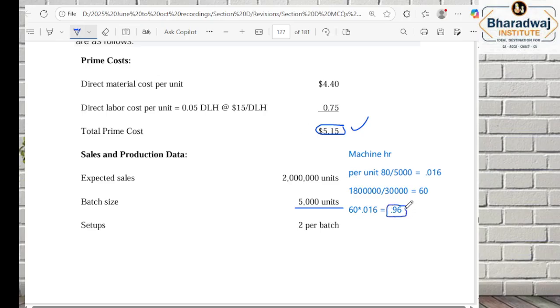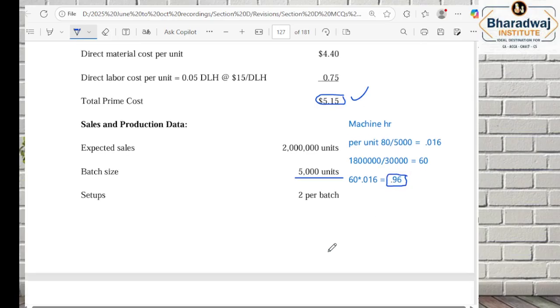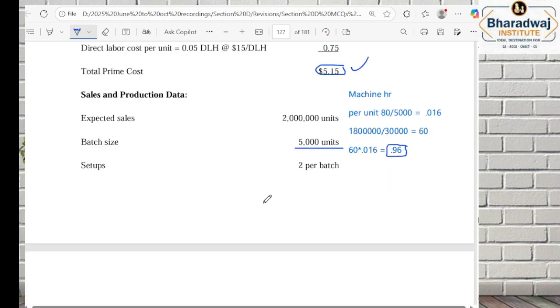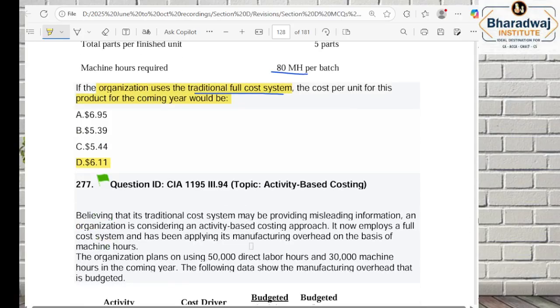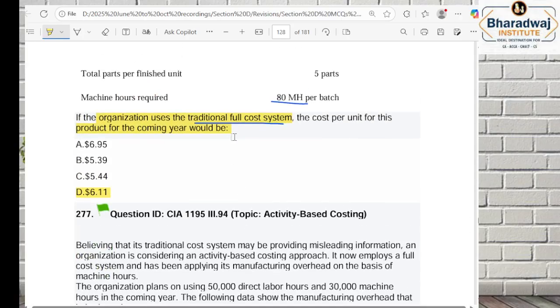That is the machine overhead. 5.15 plus 0.96 will give us the total cost of the product. How much do you get? 6.11. Answer is D. They are not using activity based costing, they are using the traditional full costing system.